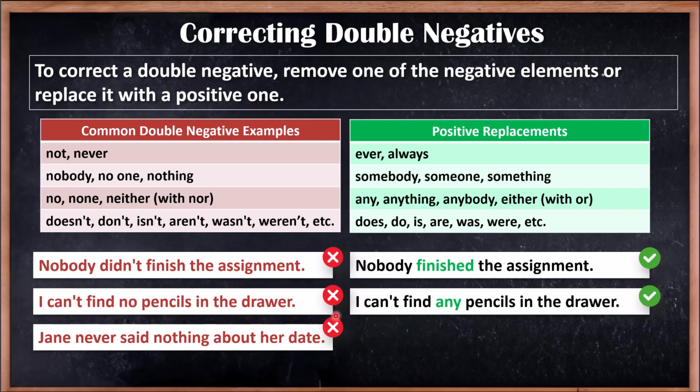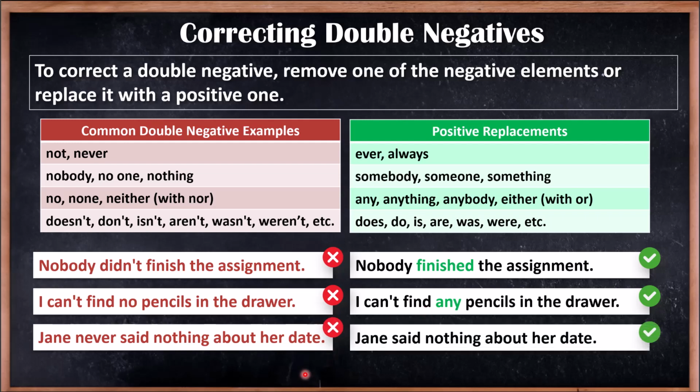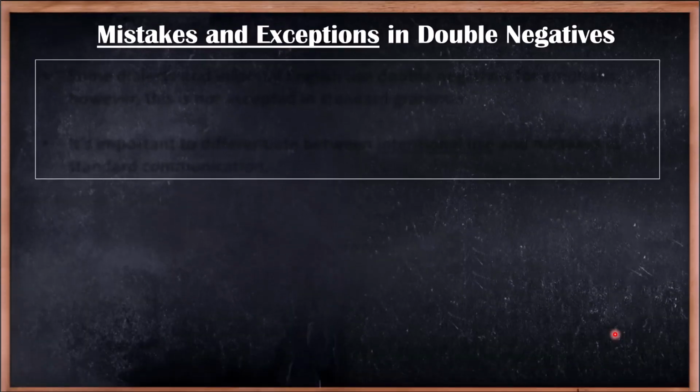Both would be correct. In the third example, Jane never said nothing about her date. You could remove never. Jane said nothing about her date. Or Jane never said anything about her date. Both of those would be correct. So are double negatives always incorrect? Well, let's talk about some mistakes and exceptions with double negatives.